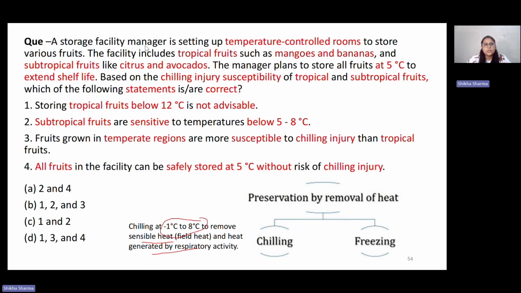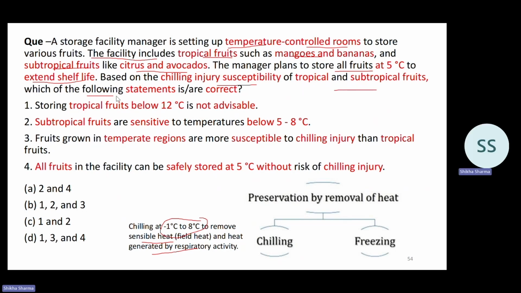So a storage facility manager is setting up temperature controlled rooms to store various fruits. The facility includes tropical fruits such as the mango and the banana, and the subtropical fruits also like the citrus fruits and the avocado. The manager plans to store all these fruits at 5 degrees Celsius to extend the shelf life. Based on the chilling injury susceptibility of the tropical and subtropical fruits, which of the following statements is correct?